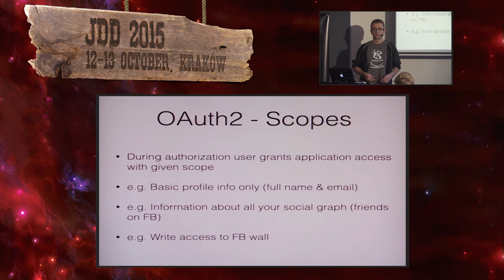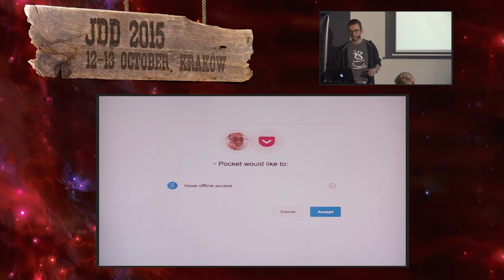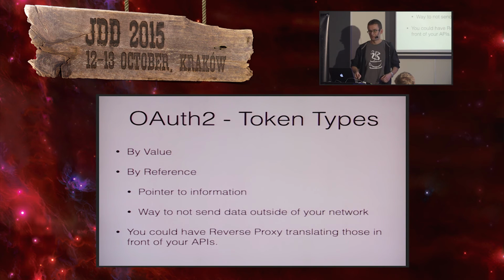Another powerful thing about OAuth is the scope. So you probably witnessed it when you logged into some application with Google or Facebook. You probably were asked if you want to give this application full access to your Facebook wall to post on your behalf, or you want to just give it very basic profile info, so your name and email, and that's it. This looks like this, and this is also defined by the spec.